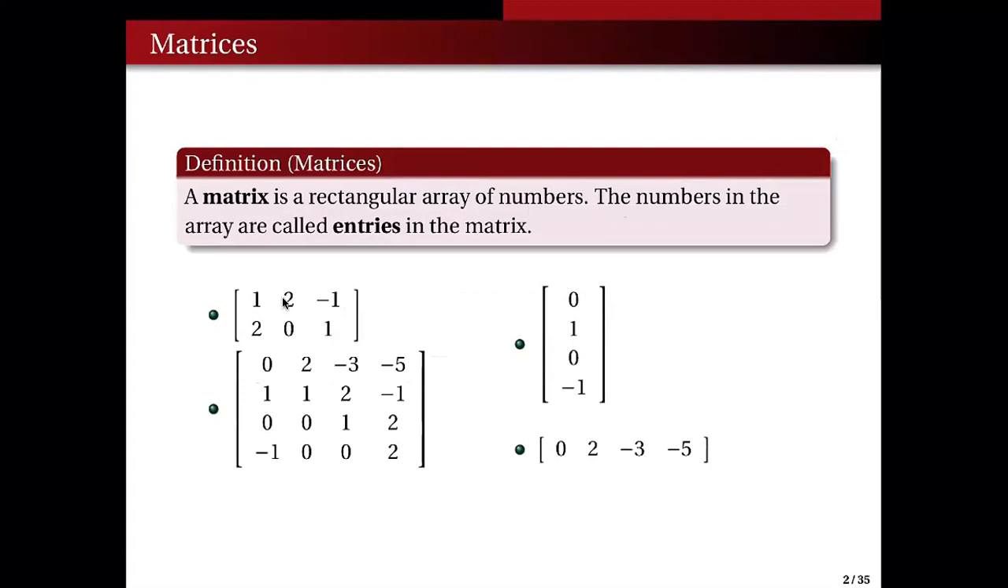Rows are horizontal. Columns are vertical. So in this example here, you have four rows and also four columns. In here, you have four rows and one column, while in this example, you have one row and four columns. So these are all matrices.